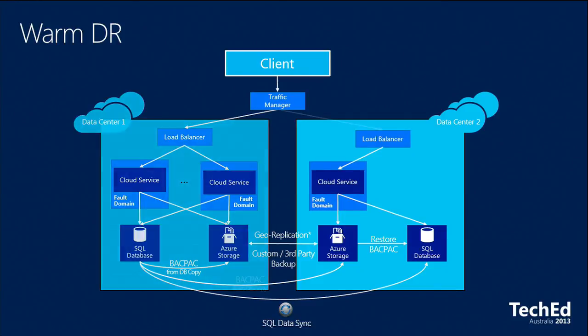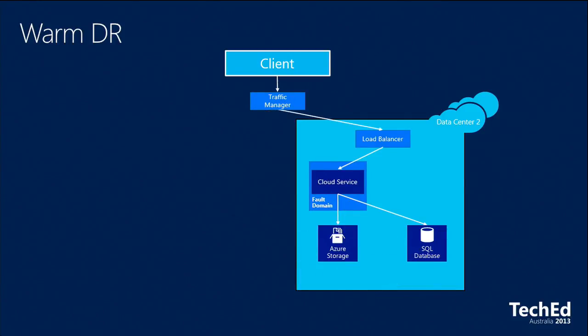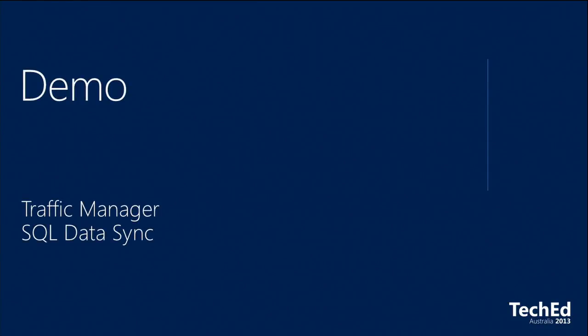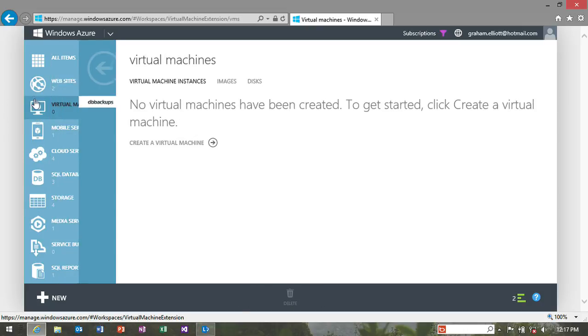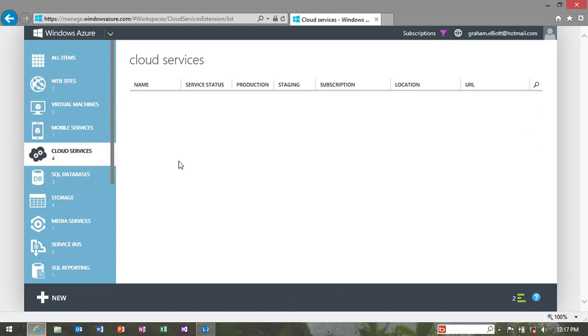Make sense? And so if my primary data center goes down, Traffic Manager is going to switch the traffic over to the secondary data center. Then I need some sort of scaling mechanism so I can bring my warm instances back up to the level of capability that my original data center had. So what I might do is give you a quick demo, if you haven't seen Traffic Manager in action and SQL Data Sync. Cool.